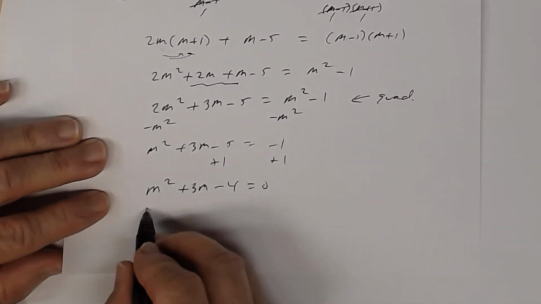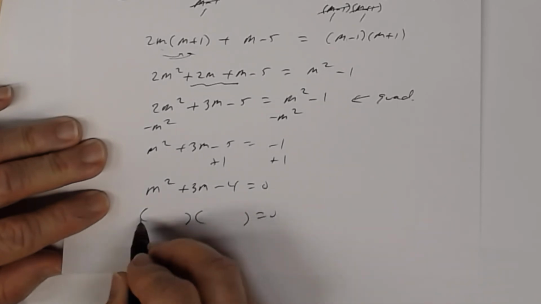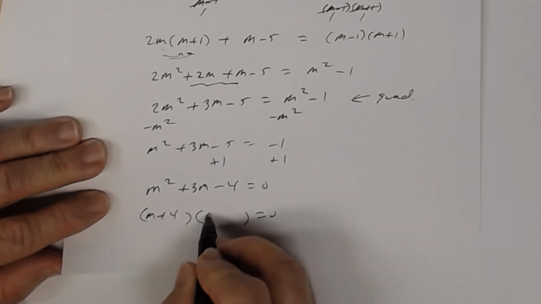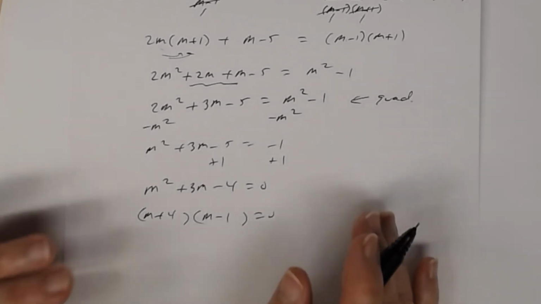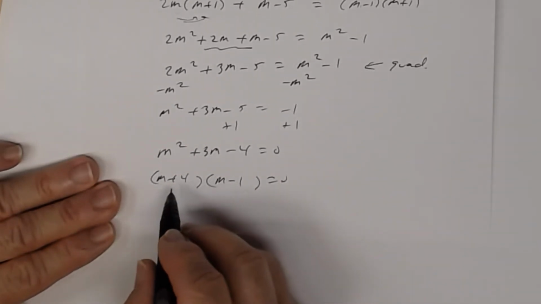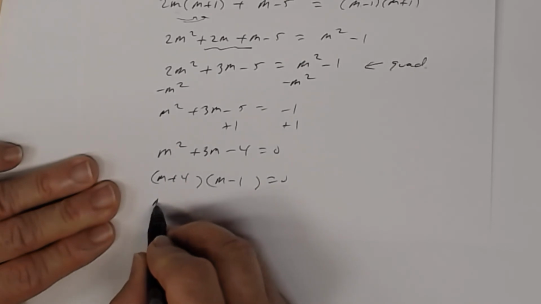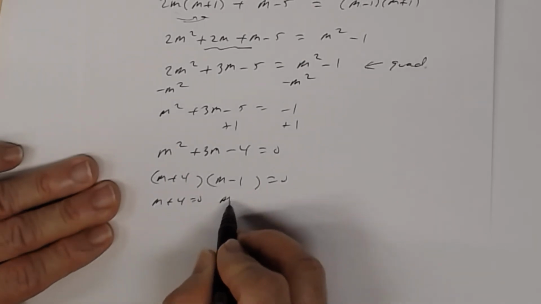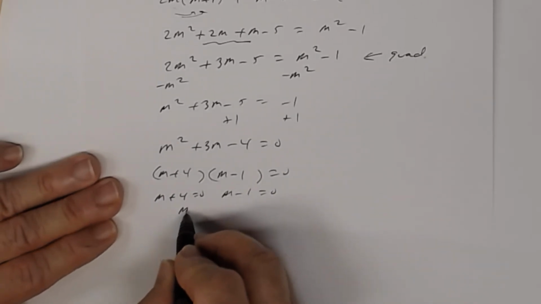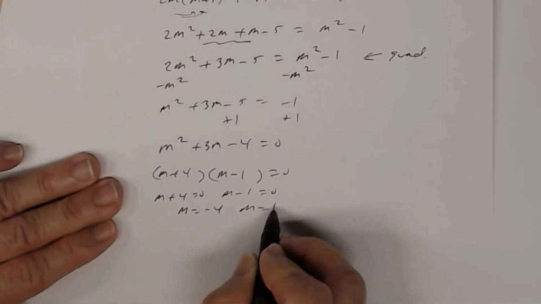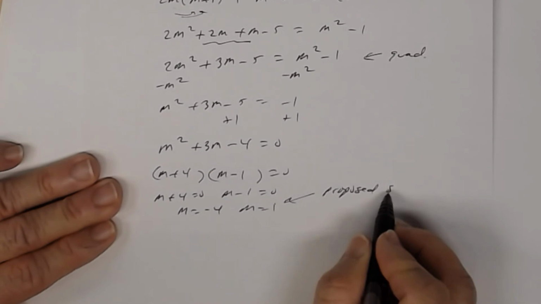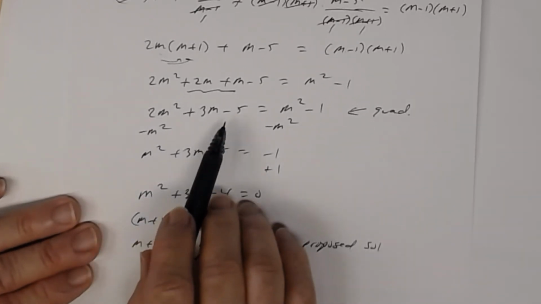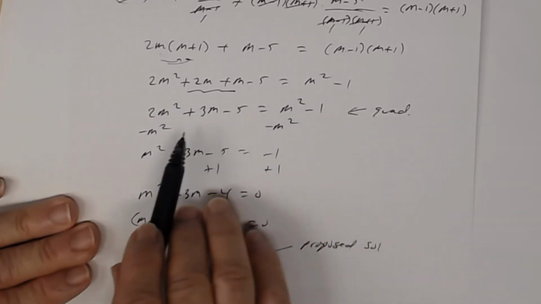And then I'm going to go ahead and factor. And so when I factor, I get m plus 4, m minus 1 equals 0. And so I'm going to set each factor equal to 0 using the zero factor property. So m plus 4 equals 0, m minus 1 equals 0. So m equals negative 4, m equals 1. Now remember, these are your proposed solutions, right? So these are solutions to this quadratic equation.